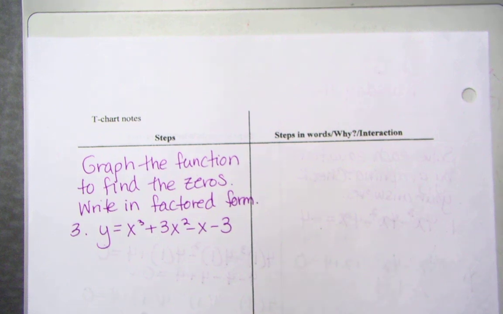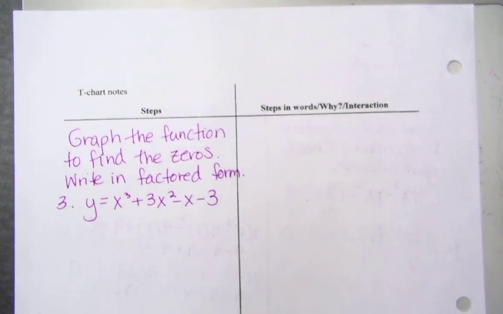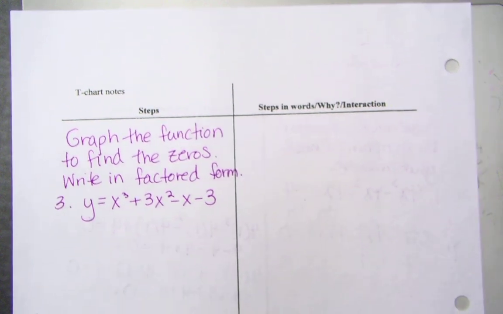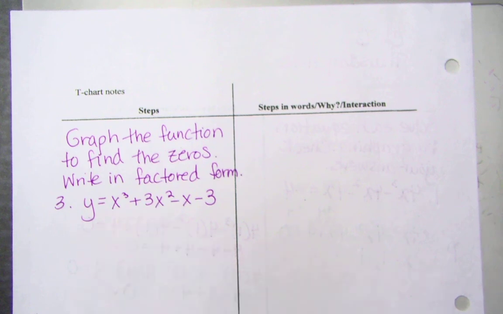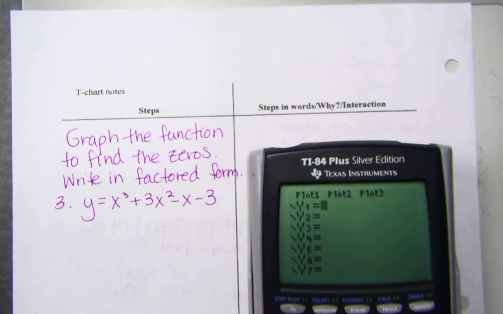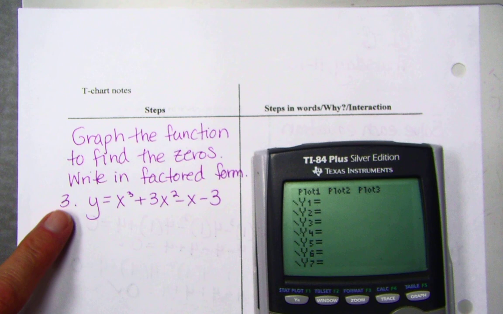These next two are like the last few problems on your assignment. Again, some familiar stuff here and some new stuff. So go ahead and write down these directions in this example. Graph the function to find the zeros, write it in factored form, and our polynomial this time is x cubed plus 3x squared minus x minus 3. Again, feel free to ask for the video to be paused so that you can get that written down and then listen to the solution.